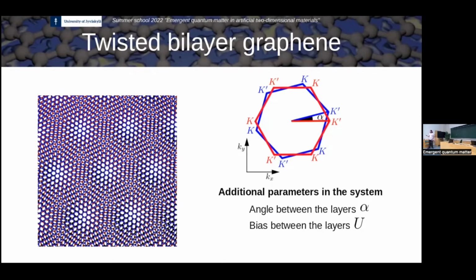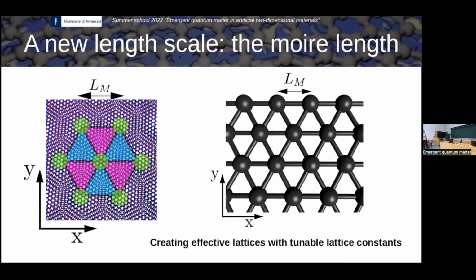So you can think about the Brillouin zone of one layer with respect to the other. If you twist one of the layers in real space, then the Brillouin zone of that layer is also going to twist in reciprocal space. So in particular, in graphene, we know that we have Dirac points at the K and K prime points. So when you twist in real space, you are essentially going to get Dirac points that have a certain momentum difference in reciprocal space.